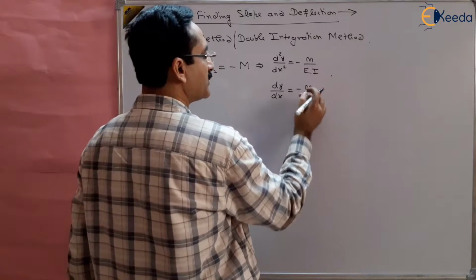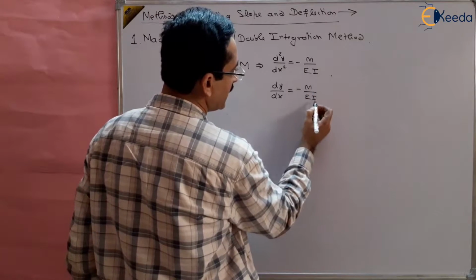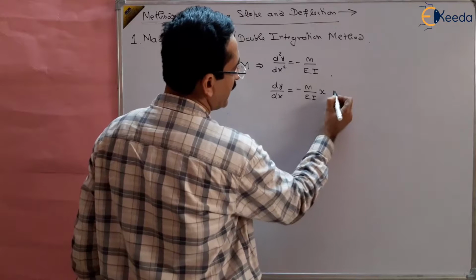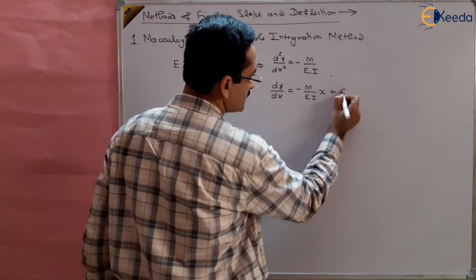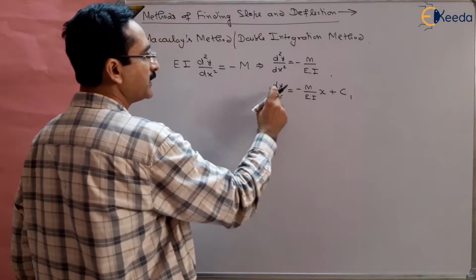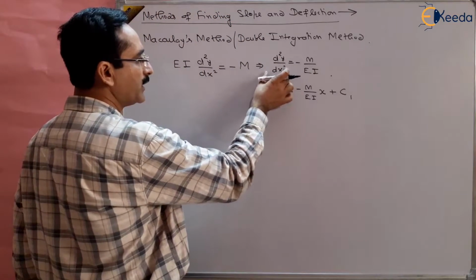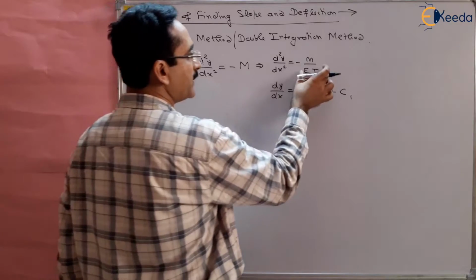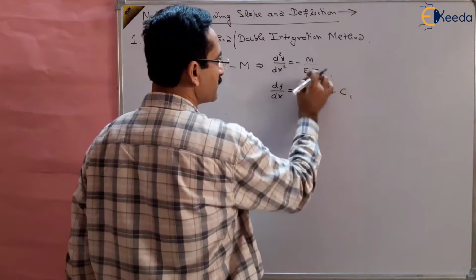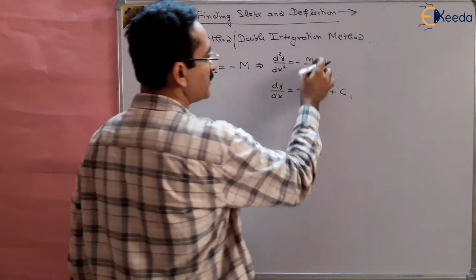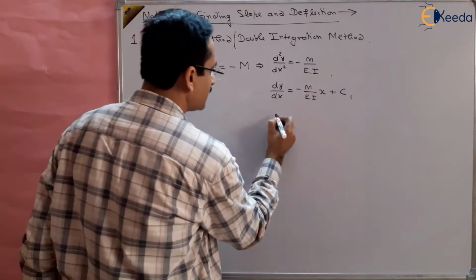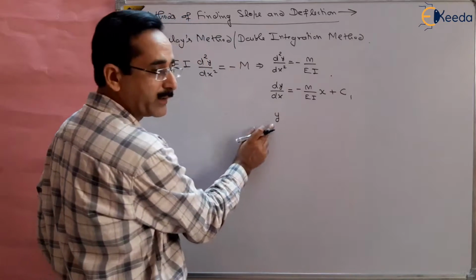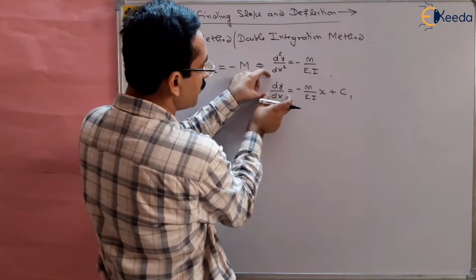But if suppose M is constant, then we will get dy by dx equal to minus M by EI multiplied by x plus c, some constant c. So once we have integrated d2y by dx square, we will get dy by dx. The integration of this is, suppose this is constant, for the time being we are assuming that M is constant, then we will get this equation, right? And again we integrate it, then we will get the deflection, which we want to find out. This is the slope, this is deflection.